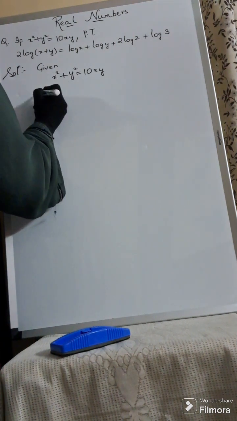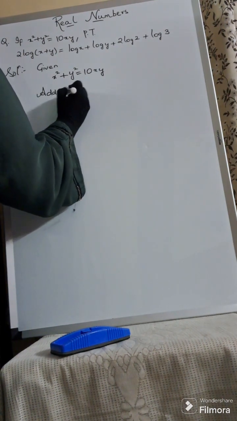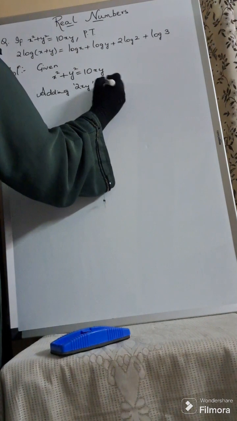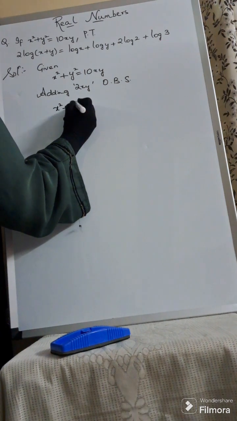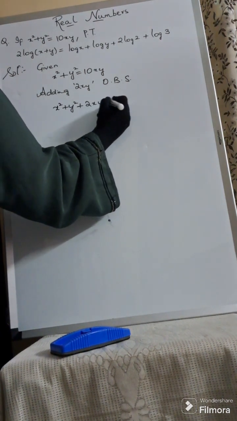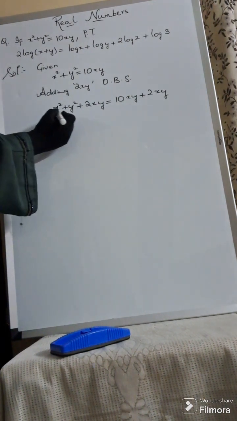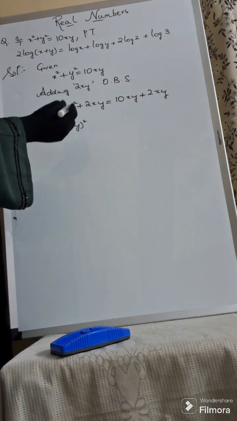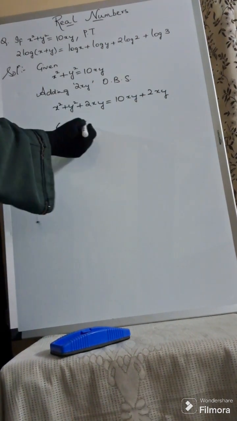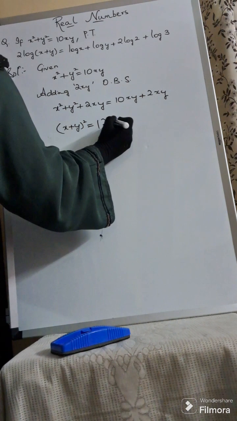Okay. What we will do: x square plus y square is equal to 10xy. Here I am adding 2xy on both sides. So it will be x square plus y square plus 2xy is equal to 10xy plus 2xy. This is in the form of a square plus b square plus 2ab, so it can be written as (x plus y) whole square. Since a square plus b square plus 2ab is equal to (a plus b) whole square, we write (x plus y) whole square is equal to 10xy plus 2xy, which is 12xy.